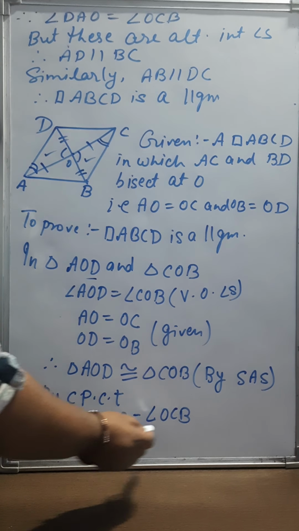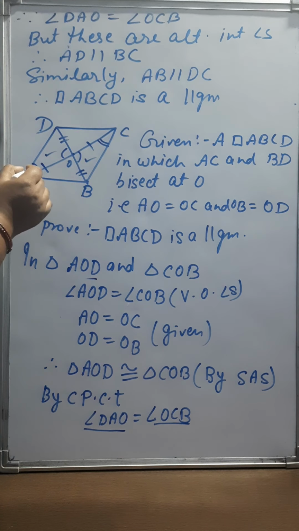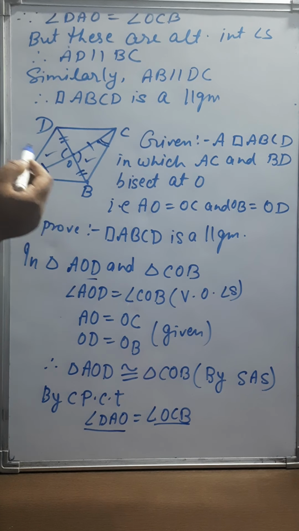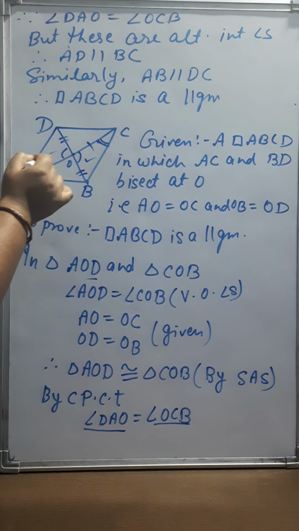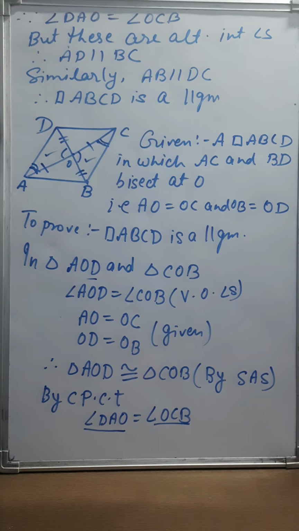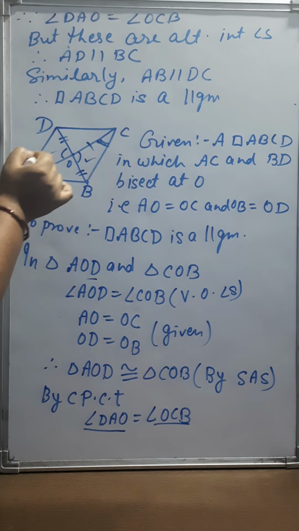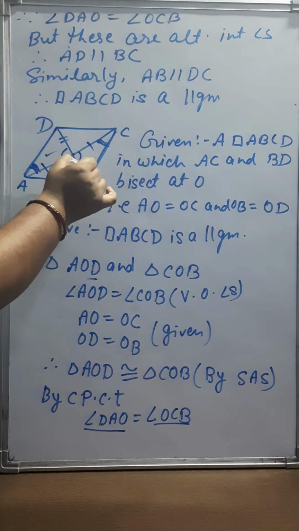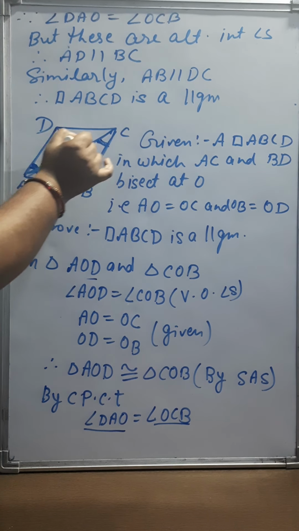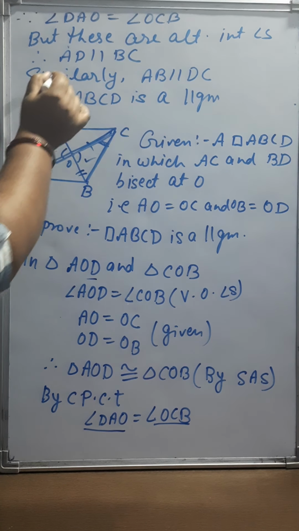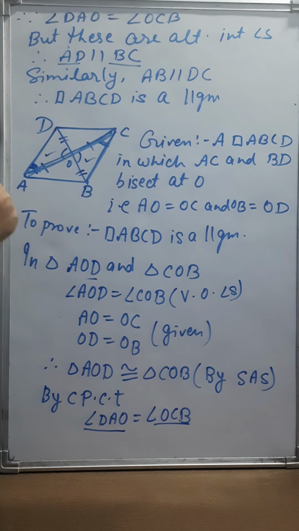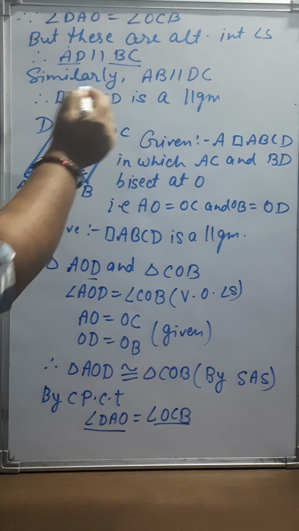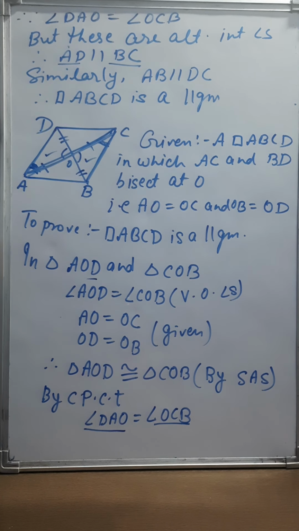If DAO is equal to OCB, then clearly these angles are alternate interior angles. And if alternate interior angles are equal, we can say that lines are parallel. These alternate interior angles are made because of AD and BC, and this AC is behaving like a transversal line. So we can prove that AD is parallel to BC. Similarly, we can prove that AB is also parallel to DC. Hence, ABCD is a parallelogram.